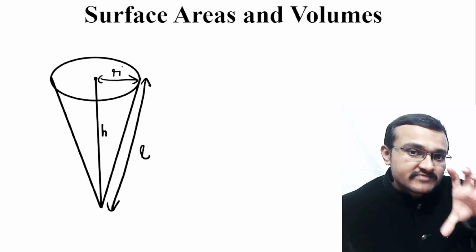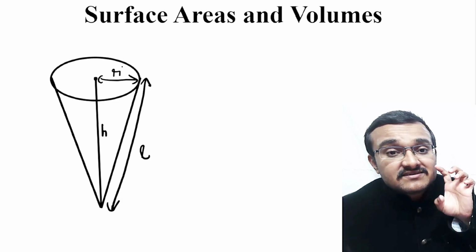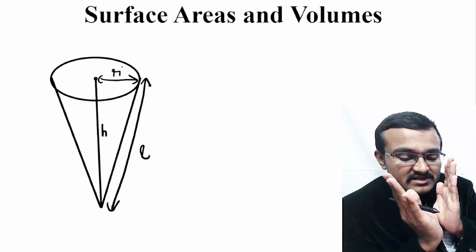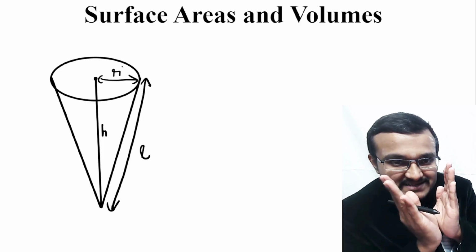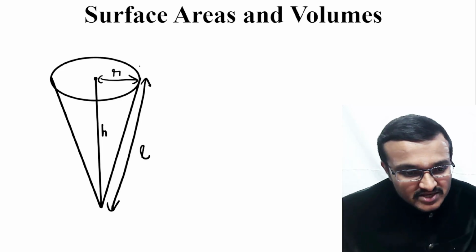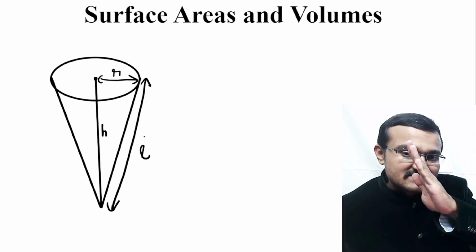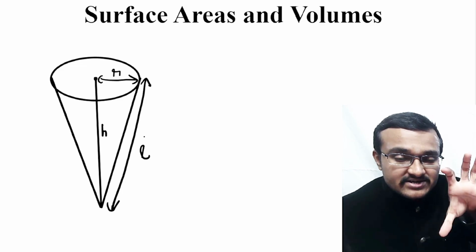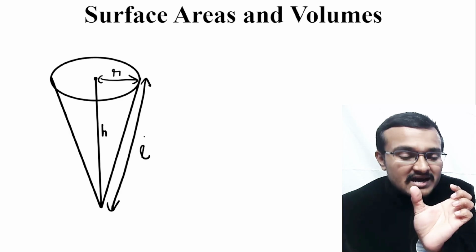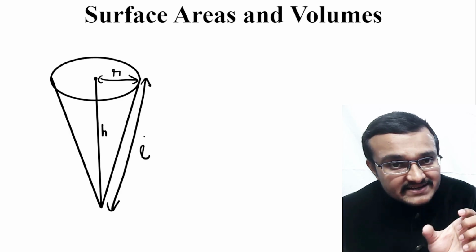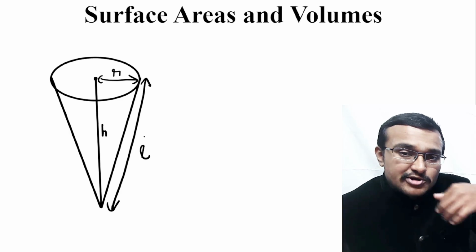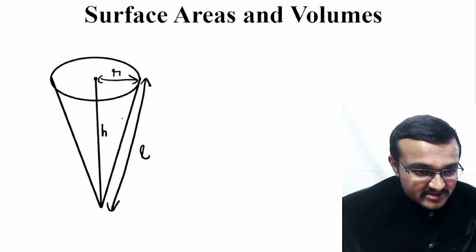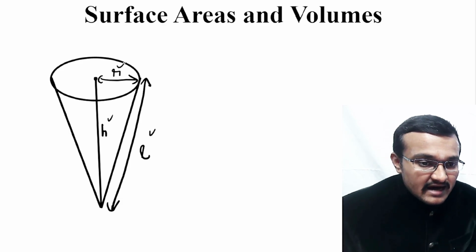So h means the height of the cone, and L is the slant height. Because the height has got slanted like this, that's why it is known as slant height. So L is the slant height, h is the actual height of the cone, and r is the radius of the circle on top of the cone. Now we will remember these parameters, that is h, L and r.